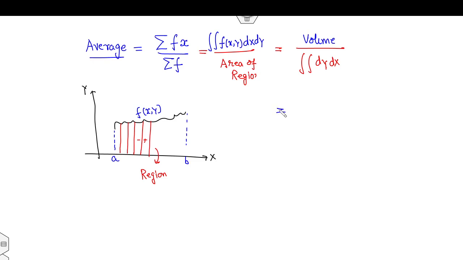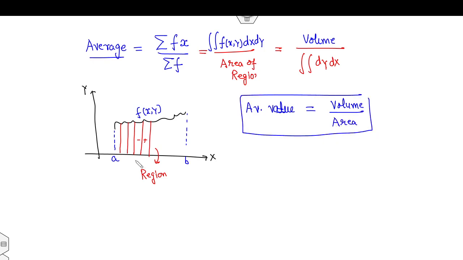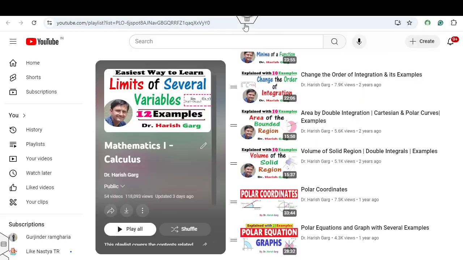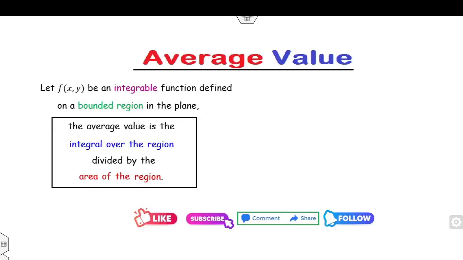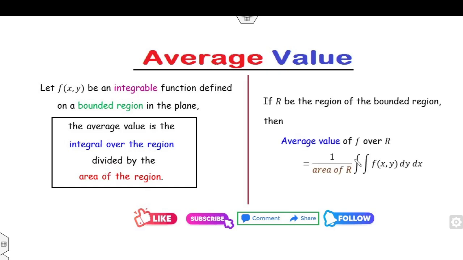So what can you say about that? The average value of the function is the volume of the function over the region divided by the area of the region. For more detail on finding the volume, watch the area and volume lecture. If f is an integrable function, then the average value is 1 over the area times the integral over the region. This integral is nothing but the volume. Therefore, the average value is volume divided by area.